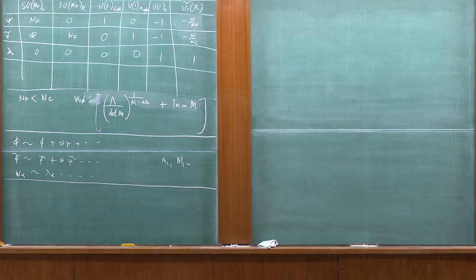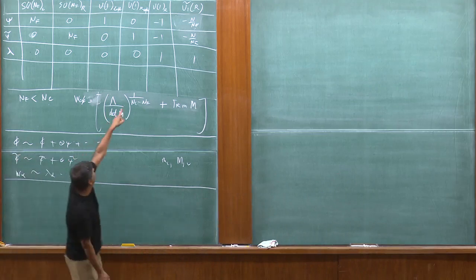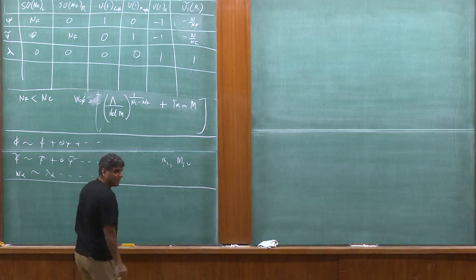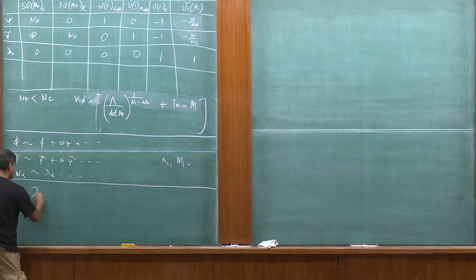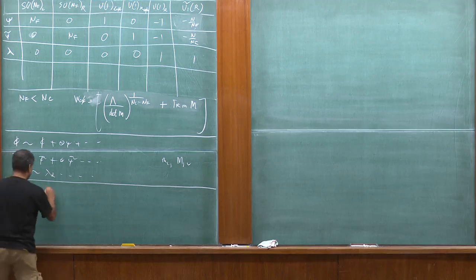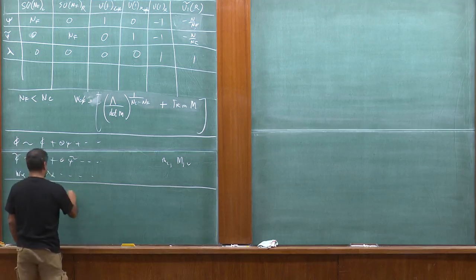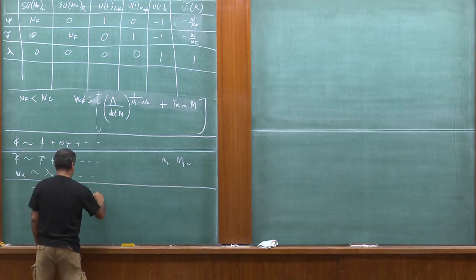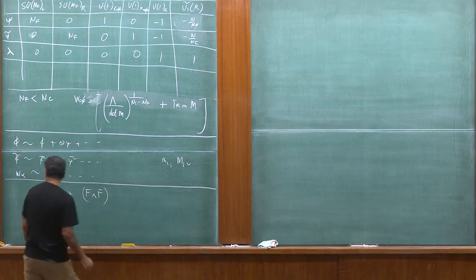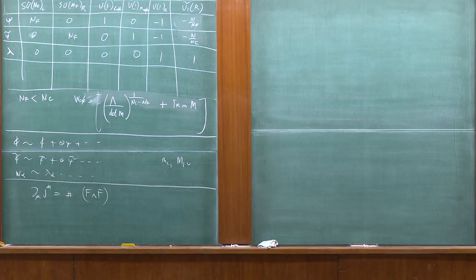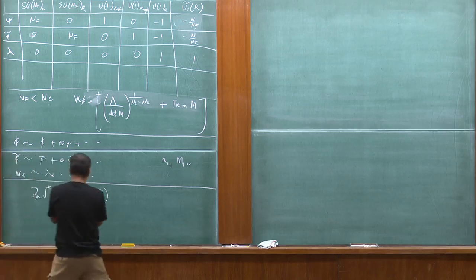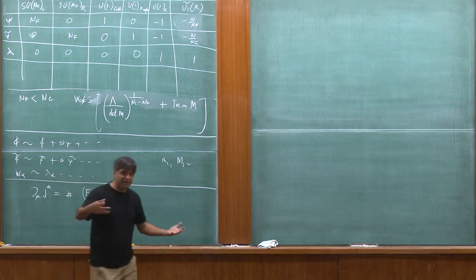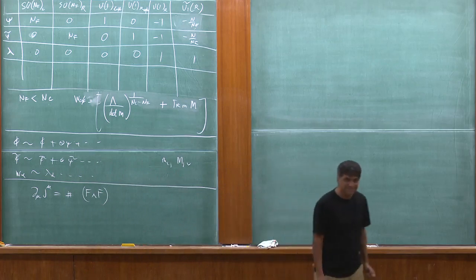But you remember that we computed the anomaly of this naive U(1)_R symmetry. We found that the divergence of j^mu was equal to a number times F wedge F, where F is the background gauge field coupling to this U(1)_R symmetry.